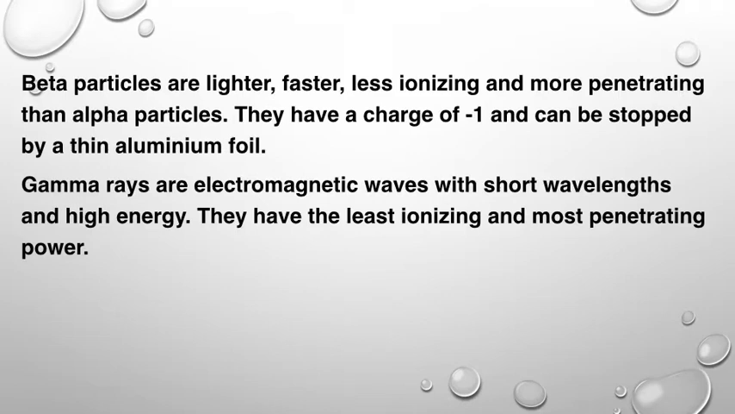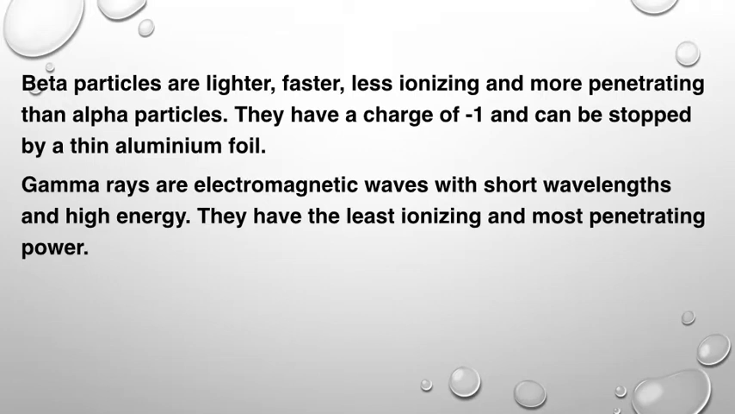Now, the third kind of ionizing radiation is gamma rays. Gamma rays are not particles, they are rays. So they have no charge, they have no mass. They are electromagnetic waves with short wavelengths. Short wavelengths means that they have high frequency, and high frequency consequently means high energy.